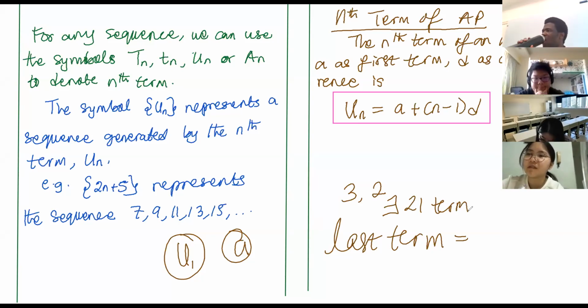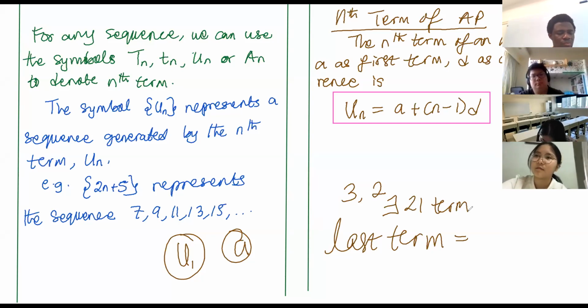You substitute like 20. Yes, Anson? Substitute 21 into Un and then 3 to like. So tell me what to write.